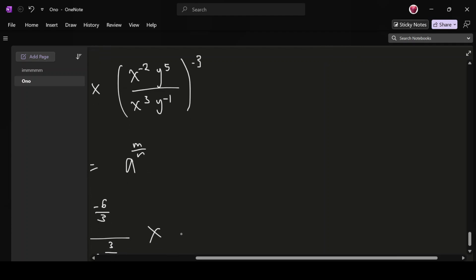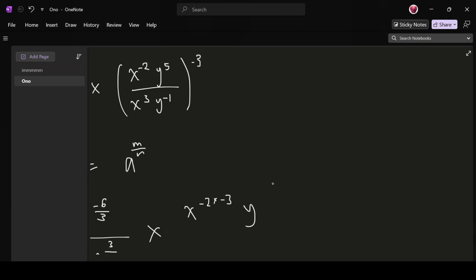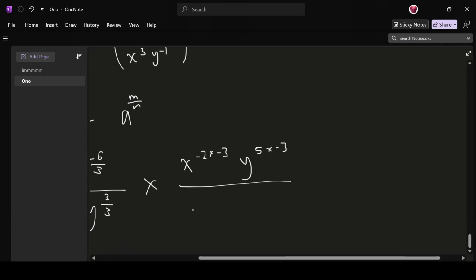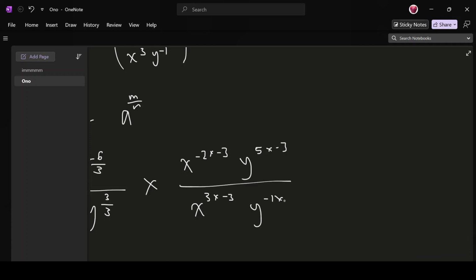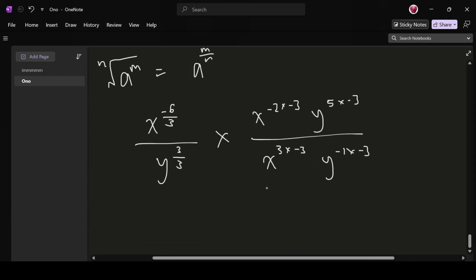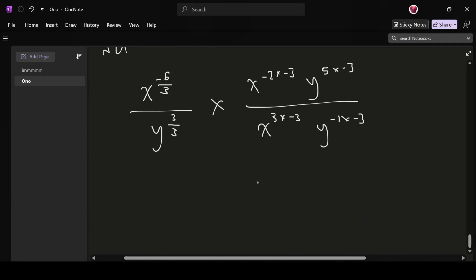So x to the power of negative 2 times negative 3, y to the power of 5 times negative 3, over x to the power of 3 times negative 3, y to the power of negative 1 times negative 3. Alright, now we just evaluate every single one of these.